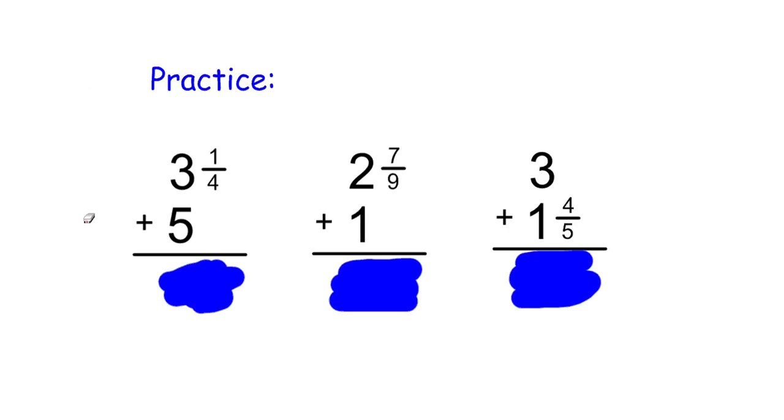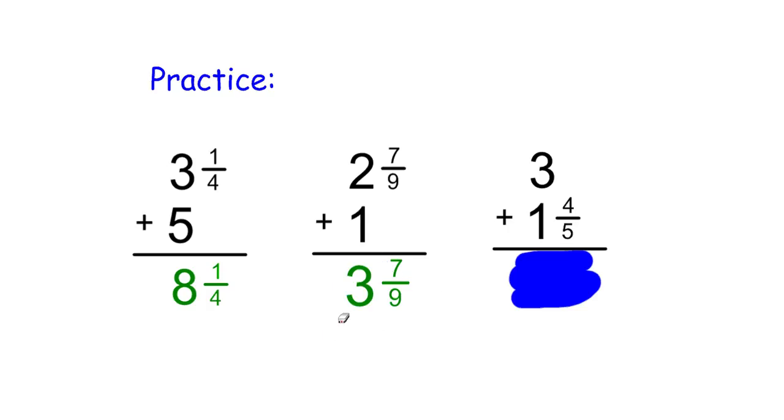Let's do some more practice. Pause the screen, solve these problems, and then we'll go over them. Okay, here we go. Add the fraction, we get 1/4, and then add the whole numbers, and we get 8 1/4. Add the fraction, we get 7/9. And the whole numbers, 3 7/9. Add the fractions, we get 4/5. And the whole numbers, 4 4/5.